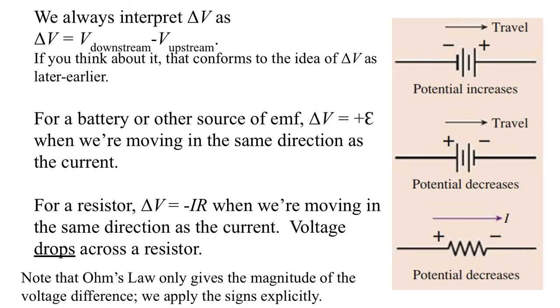Well, I should say here, the current times the resistance is the potential drop, so it goes down by IR. Notice, of course, that Ohm's law only gives the magnitude of the voltage difference, but we apply the signs independently and explicitly.